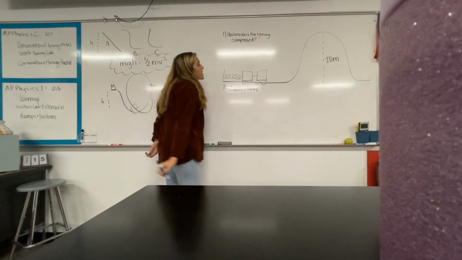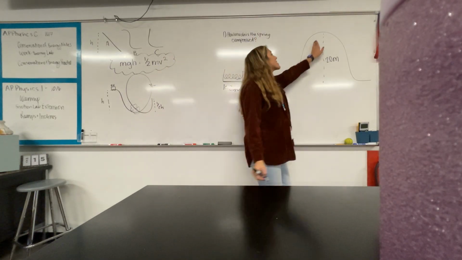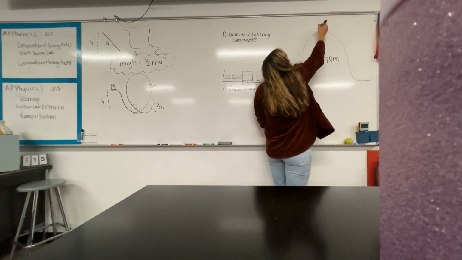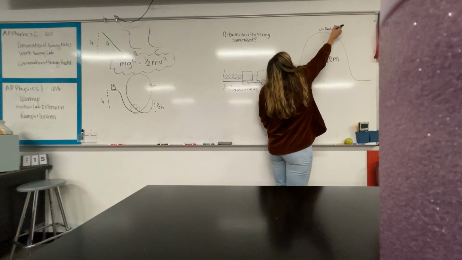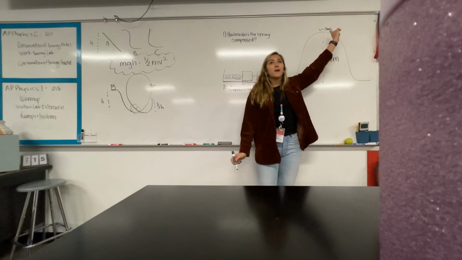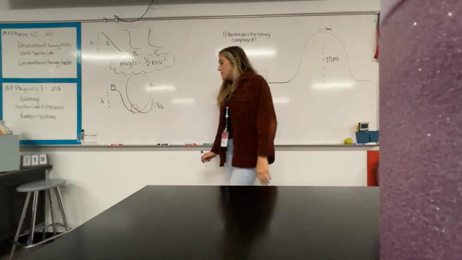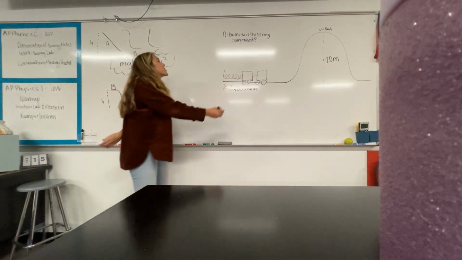How much is the spring compressed? We're making the assumption that this roller coaster can get to the top of this hill with 0 velocity. It can make it to the top of the hill, but that's it. It can get all the way up there, but that's the max it can do. It has no velocity when it gets to the top of this hill. That's the first question: how much is the spring compressed?